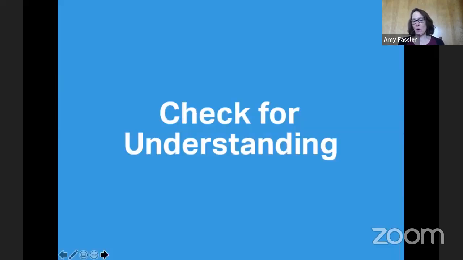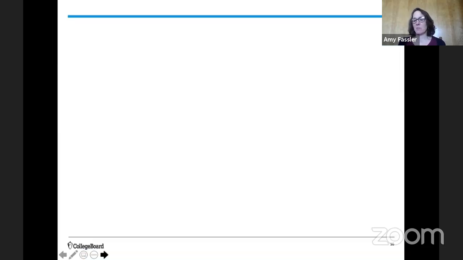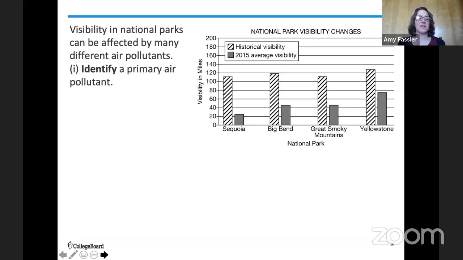Let's look at one quick question that's two simple parts of a prompt from last year's free response test. The visibility in national parks can be affected by many different air pollutants. And my graph here, there's some calculations they did on the graph last year, but it's showing me 4 big national parks and the visibility in miles. And the historic visibility, how far when I'm standing on the top of the ridge, how many miles can I see? And I can see that based on an average throughout from historical data, that visibility has greatly decreased.